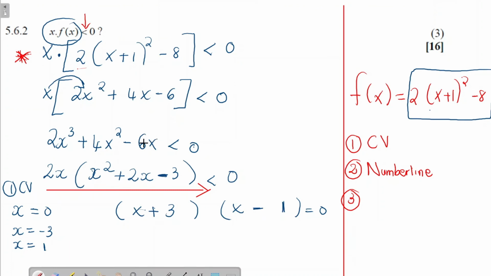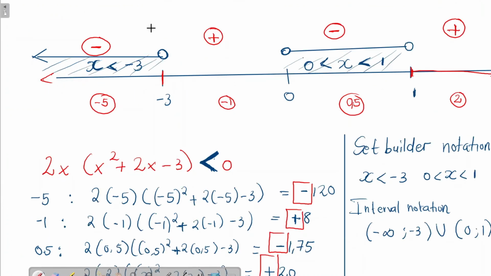And by substituting those values into that equation, we are able to find out where the function is negative. By substituting negative 5, we found that it's negative there. By substituting negative 1, it can be any value between negative 3 and 0. It can also be negative 2. It can be negative 0.99. It doesn't matter, it can be any value between this interval. By substituting that, we found that the function is positive in this interval, and then we found that the function is negative in this interval. And we found that the function is positive in this interval.